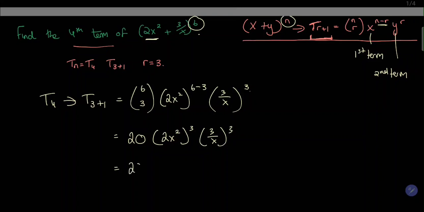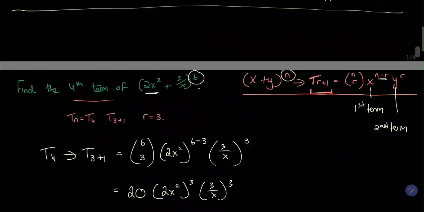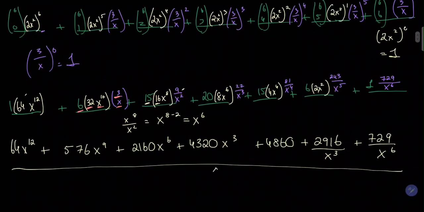So that becomes 20 times 8x to the power of 6 times 27 over x cubed. All equating to 4,320 x cubed. And we're just going to double check now that that is the fourth term. There it is. Okay, so that's the fourth term.